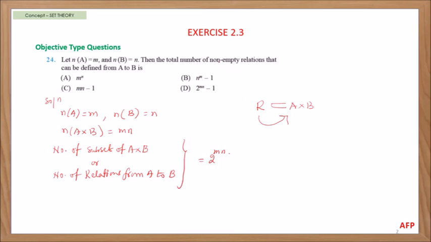But they have asked for non-empty relations. So the empty relation is one, which is present. Therefore the number of non-empty relations is equal to 2 raised to m into n minus 1. If you subtract 1, that is the empty relation, you get the non-empty relations from A to B. The option D is the correct one.